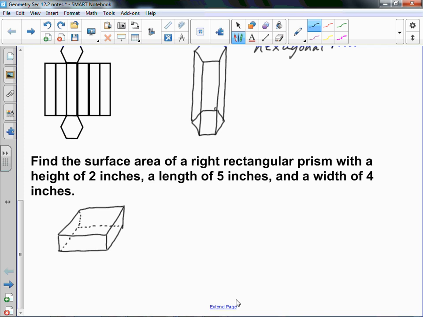So we got a prism, 5 inches, 4 inches, and a height of 2 inches. So there's the figure we have, and the surface area is the sum of all the lateral faces, or not all the lateral faces, but just all of the faces. So if I was to take that prism and flatten it out so I could see what I've actually got as far as the different faces of the figure.